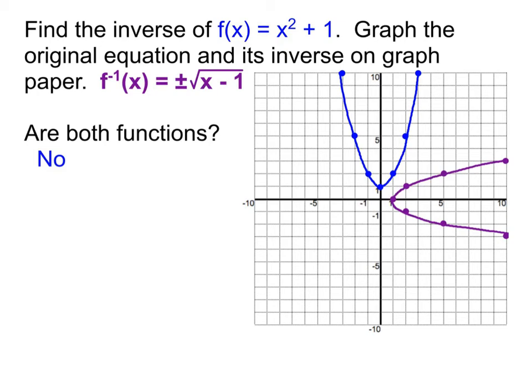F of x is used to represent a function, and only a function. However, when we're talking inverses, the inverse of f of x, that function notation may be used even if the inverse is not a function. All that's telling us is that the original was a function, but not that the inverse was a function.